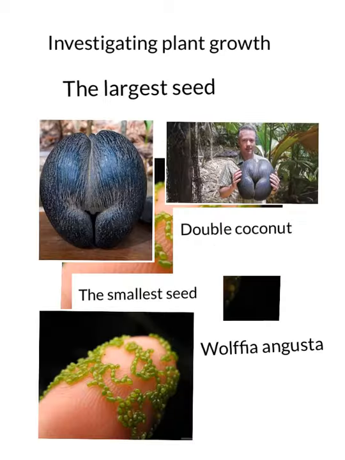We'll now know about the largest seed, that is the double coconut. This belongs to the coconut family and it is said to be the largest seed. And the smallest seed is said to be Wolffia angusta. This is a plant and a seed which belongs to the orchid family.